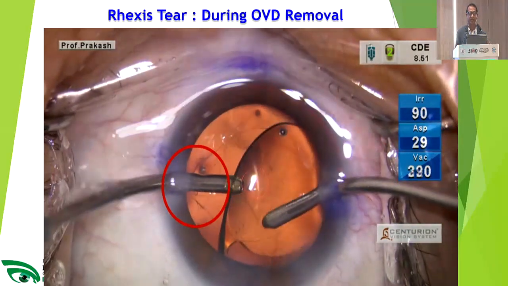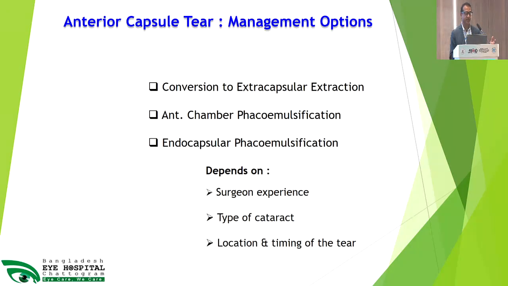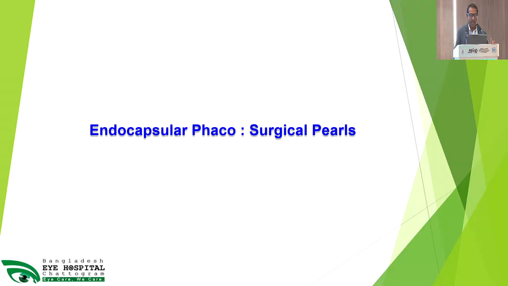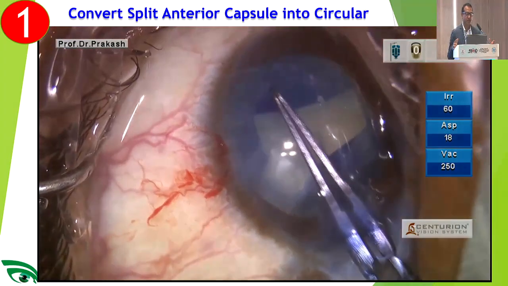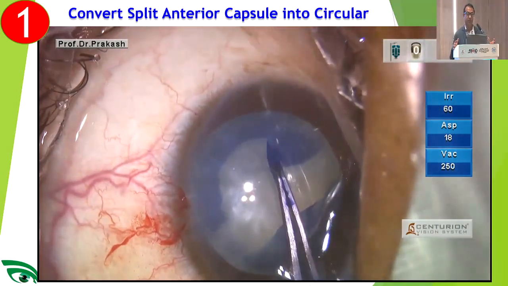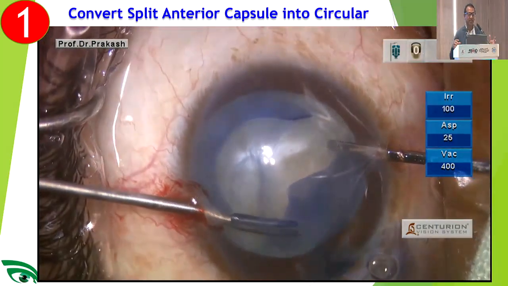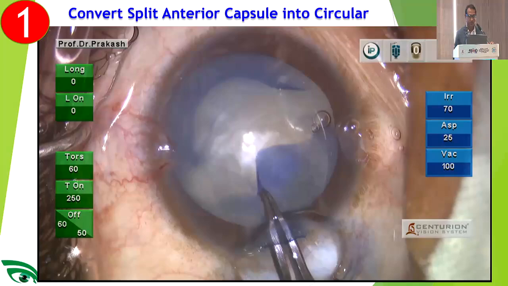So rhexis tears occur at any stage of the phacoemulsification procedure, and the further management depends on the surgeon's experience, type of cataract, location, and time of the tear. Principally, there are three choices: conversion to extracapsular extraction, anterior chamber phacoemulsification, and endocapsular phacoemulsification. Endocapsular phaco is still possible with some surgical pearls. First, convert the split anterior capsule into a circular one as much as possible to reduce the traction on the remaining capsular bag.